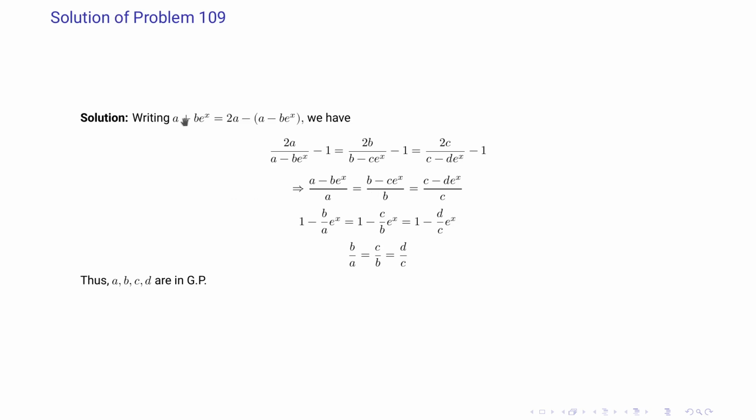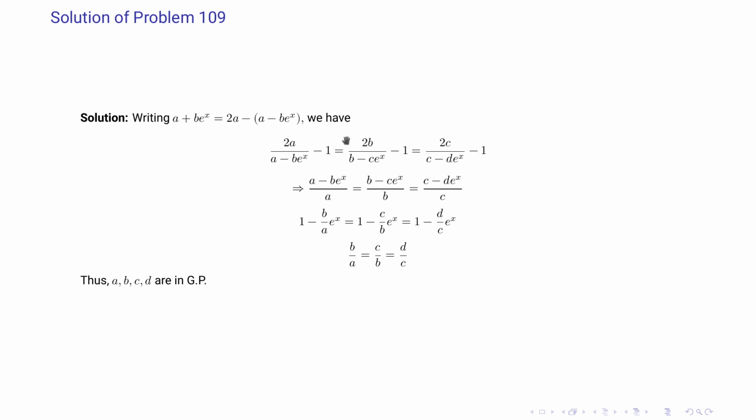So we rewrite a plus b e to the power x as 2a minus b e to the power x. So we get the equality as 2a divided by a minus b e to the power x, minus 1, is equal to 2b by b minus c e to the power x, minus 1, is equal to 2c by c minus d e to the power x, minus 1.